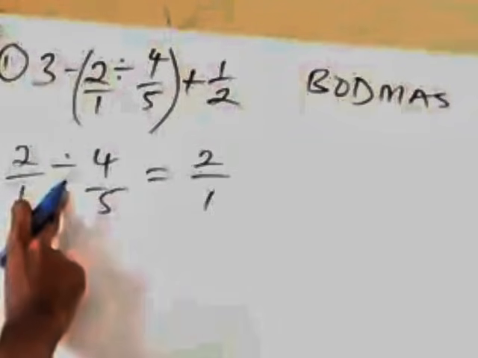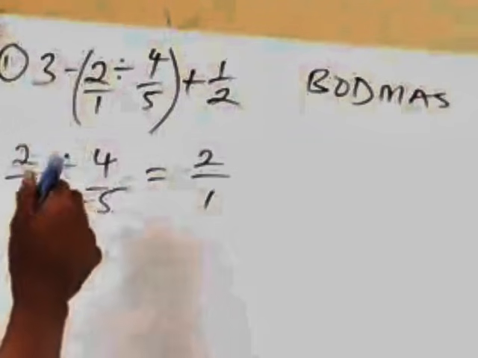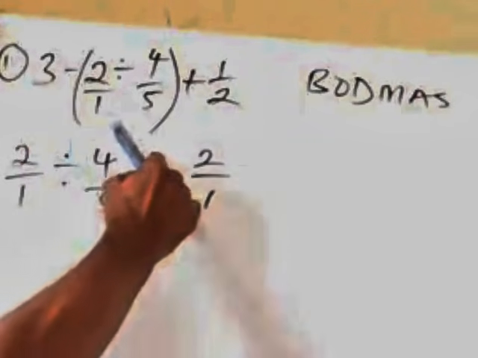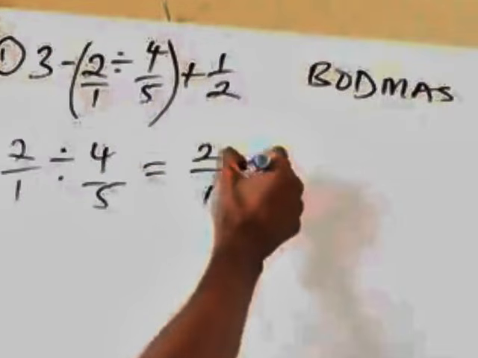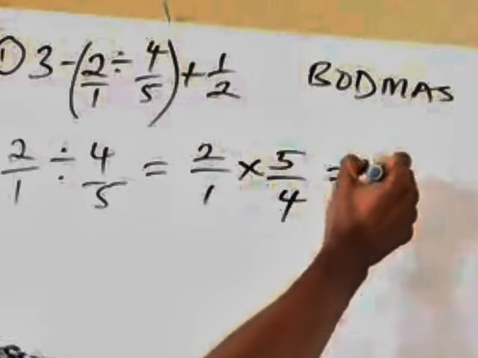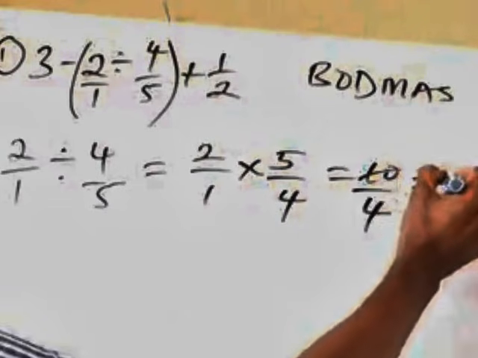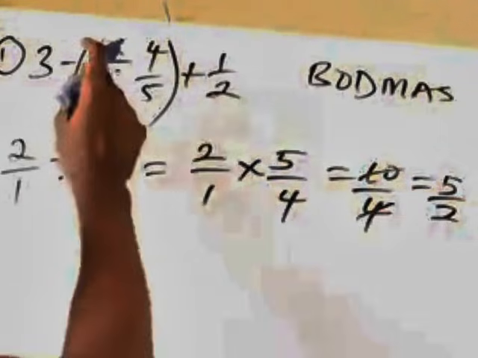That will be 2 over 1. If you change division to multiplication, that's the only way you could solve it. You change to multiplication, the denominator will come up to become the numerator, the numerator goes down. 2 over 1 times 5 over 4. That will be 10 over 4. 2 here, 2 there, so 5 over 2. So you are back to 3 over 1 minus 5 over 2 plus 1 over 2.